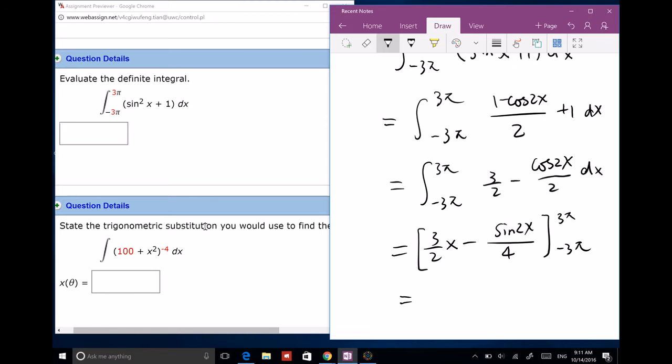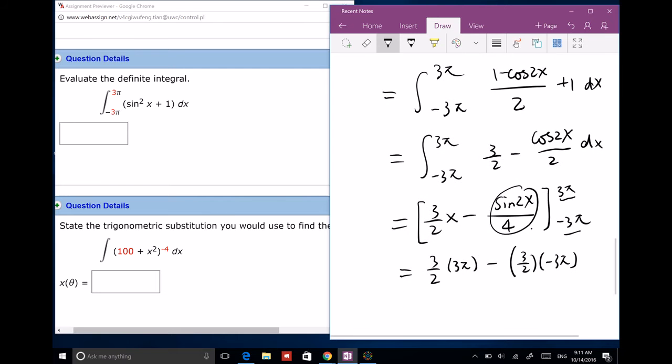So if you plug 3 pi into here it's 0, and plug negative 3 pi it's 0. So it's 3 halves times 3 pi minus 3 halves times negative 3 pi. The other one gives you 0 because sine of a multiple of pi is 0. So the final answer is just 3 pi. No, 9 pi.